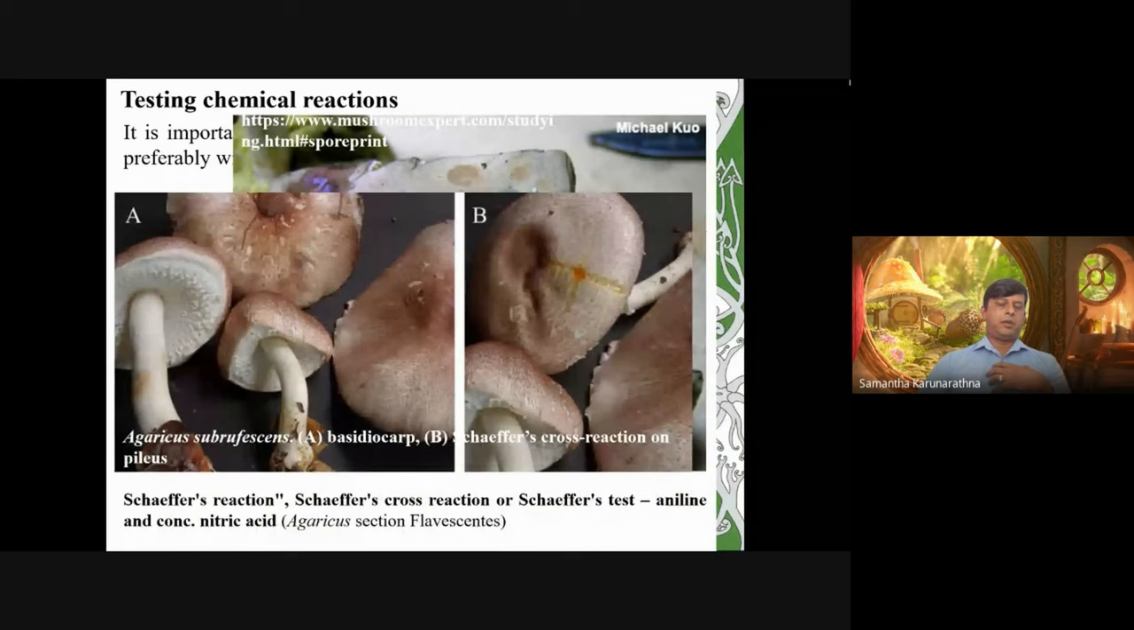So as I mentioned, this is the Schaeffer's reaction. You can see when you cross a line, one with aniline and the other one with concentrated nitric acid, here you get a color reaction.